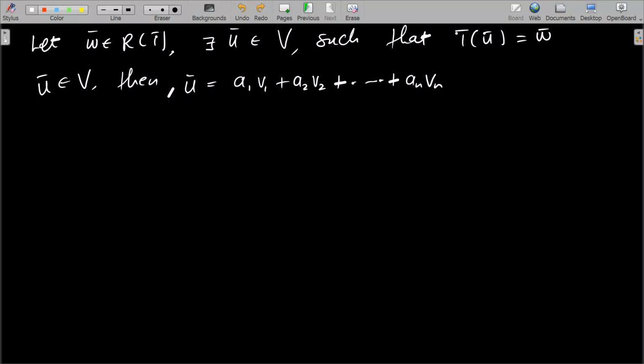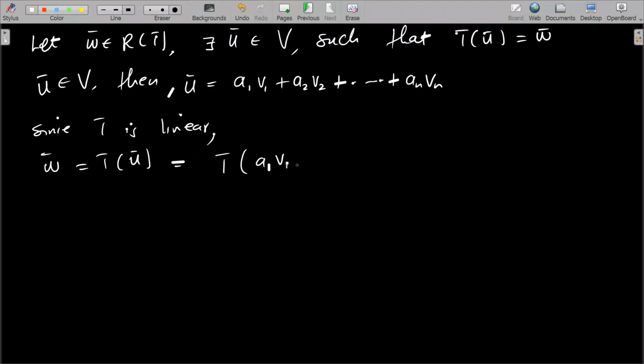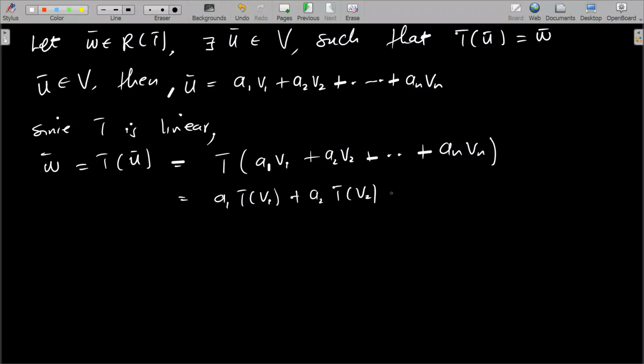Now since T is linear, right, since T is linear, what can you say? Let's take W. W is equal to T of U, which is equal to T of A1 V1 plus A2 V2 plus all the way to plus AN VN. And in this case, since T is linear, you can say this is A1 T of V1 plus A2 T of V2 plus all the way to AN T of Vn.